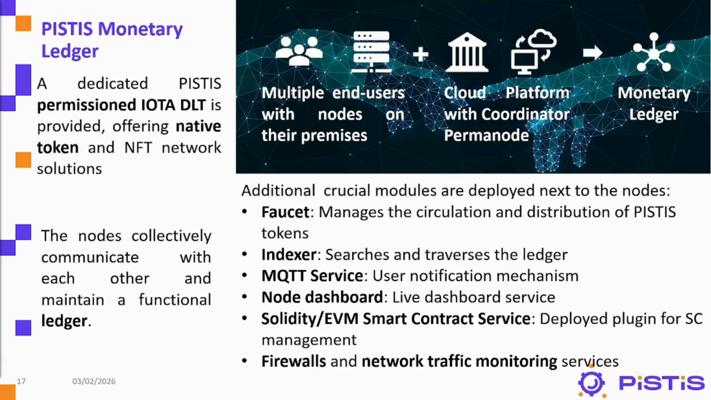The MQTT service sends real-time notifications to users about events like incoming payments or transaction confirmations. The node dashboard offers monitoring and health status for all nodes in the network. The smart contract modules are additional software components enabling layer 2 contract execution. And security infrastructure, which is firewalls and traffic monitoring mechanisms protecting the network.